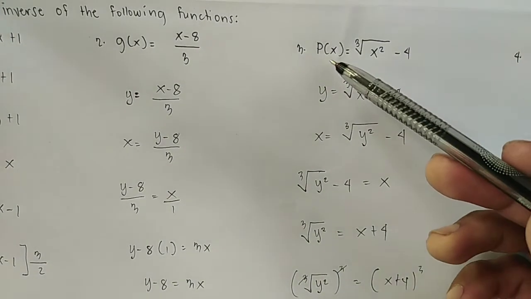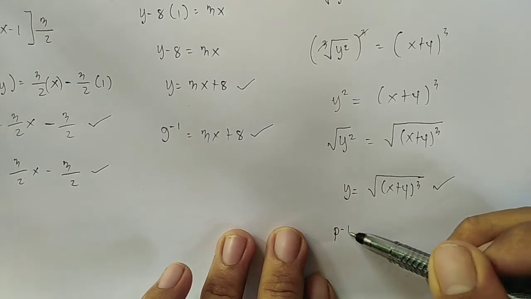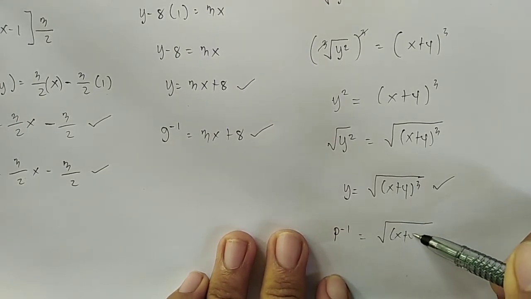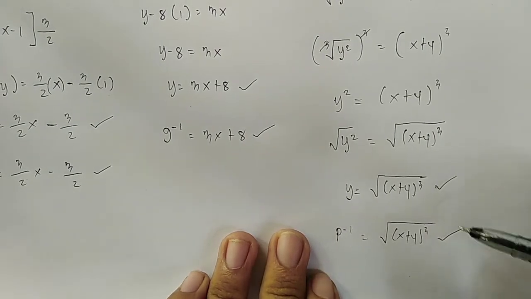So the given function is in terms of p of x, so we can say that the inverse of the function p is equal to the square root of (x + 4) to the power of 3. So this is already the final answer. So let us move to the last and final example in this video.